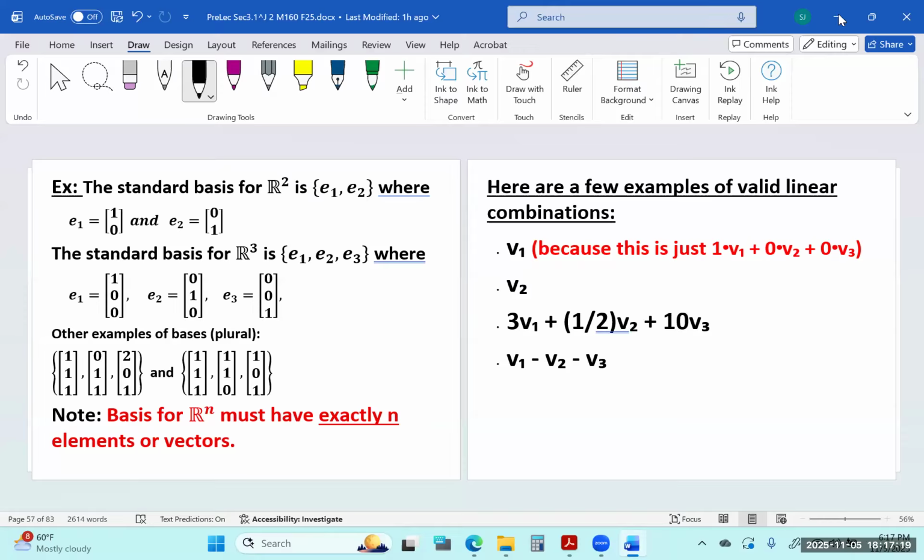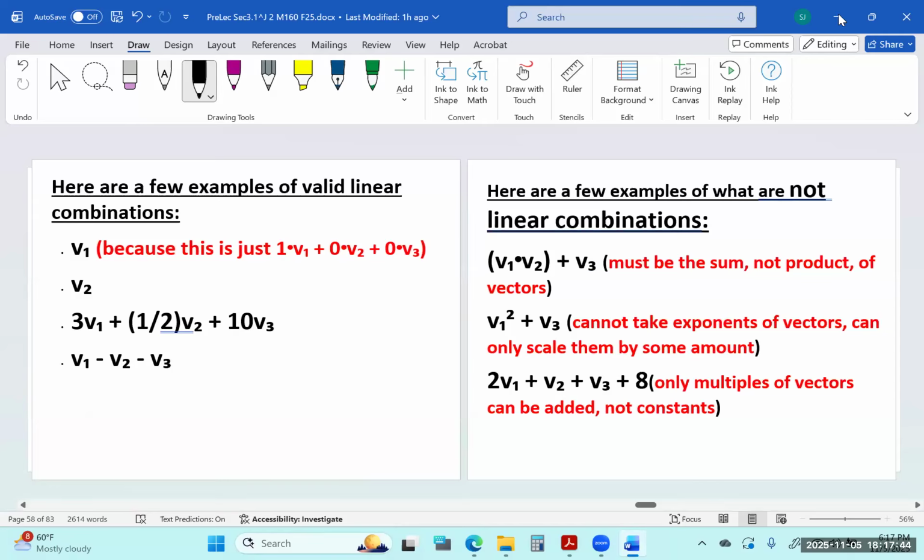Same thing if you do something like 3V1, half V2, 10V3, this is a valid linear combination. Why? Because 3, 1, half, 10, all of these are constant real numbers, and you are adding all the constant multiples. Also, you can subtract the vectors. V1 minus V2 minus V3 is a valid one. So what is invalid?